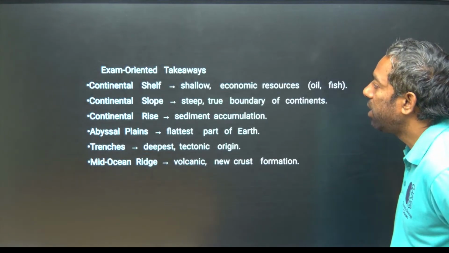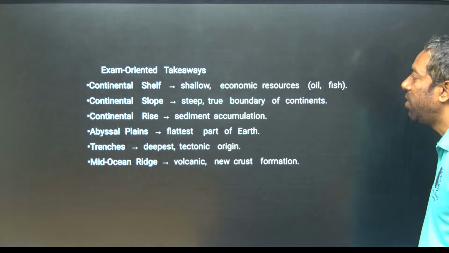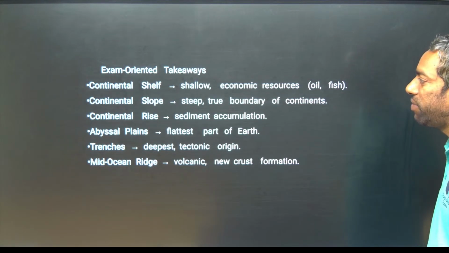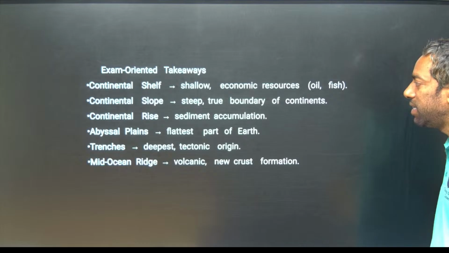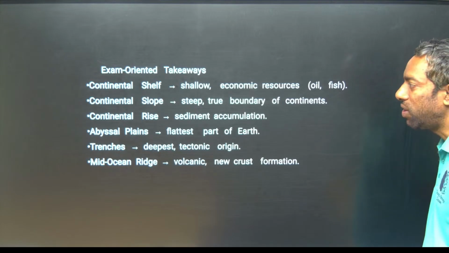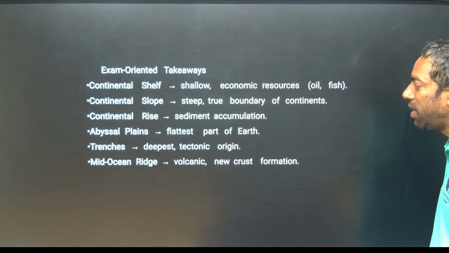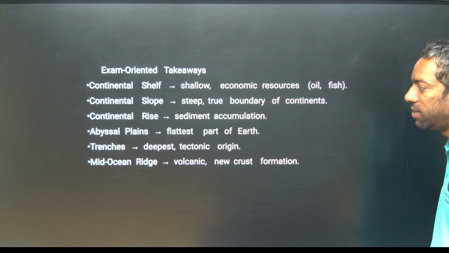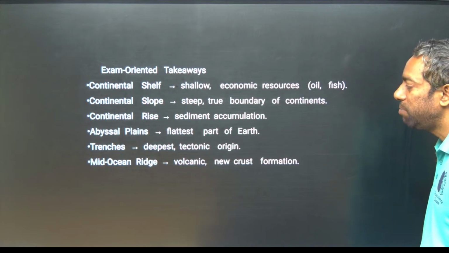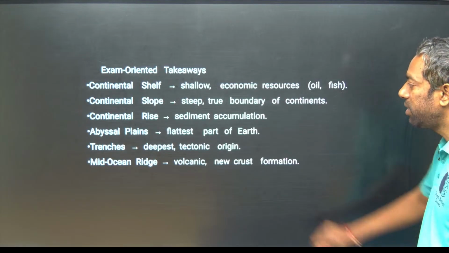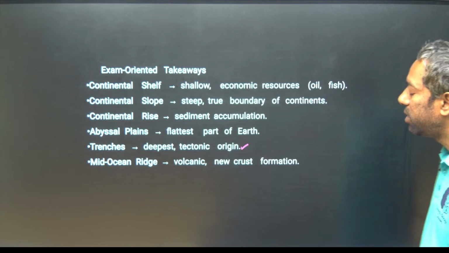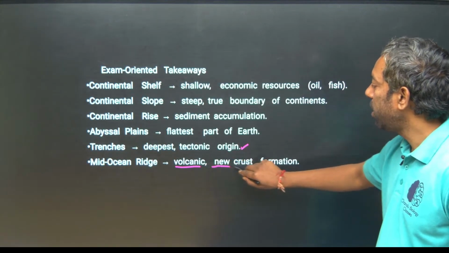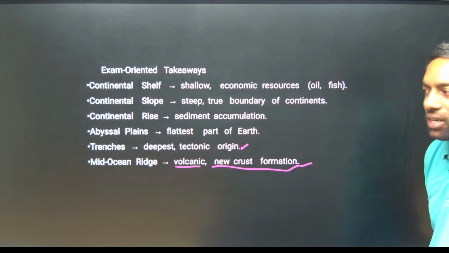Exam oriented takeaway: continental shelf is shallow and holds economic resources, oil and fishes. Continental slope is the steep outer boundary of the continent, and continental rise is where sediment accumulates. Abyssal plain is the flattest part of the earth. Trenches are the deepest and have tectonic origin. Mid ocean ridges are mainly formed by volcanic activity and new crust formation.